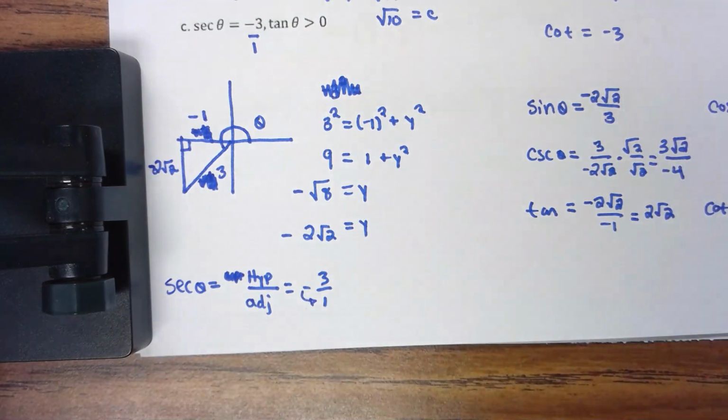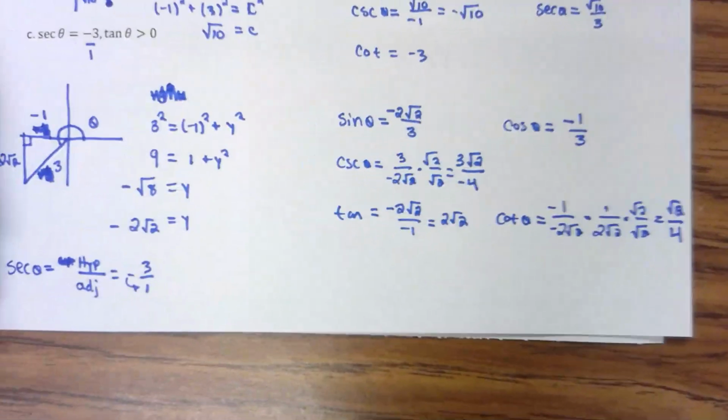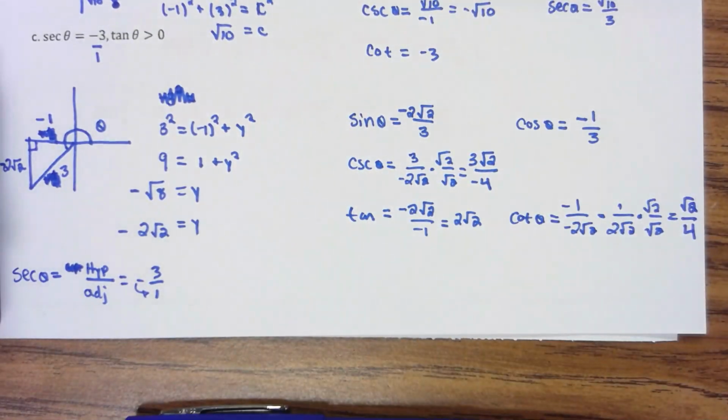Okay, and you know what? Let's just get these last values in, and then we'll take our break here. So now using that triangle, you find sine of theta to be -2√2/3, no simplifying really needed. Cosine of theta being -1/3, again, no simplifying needed.